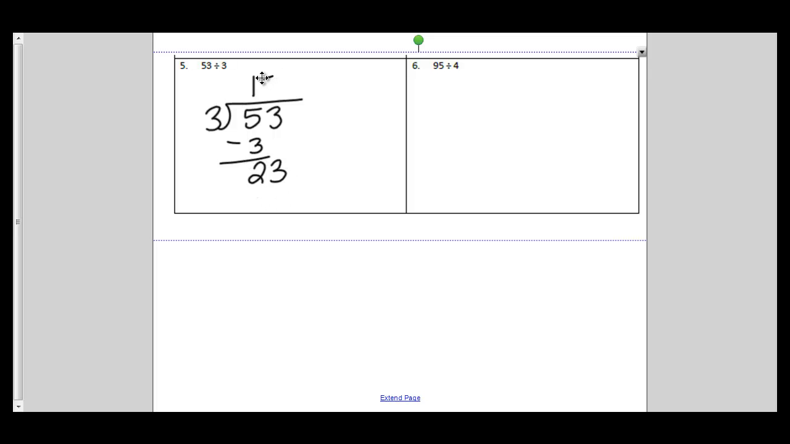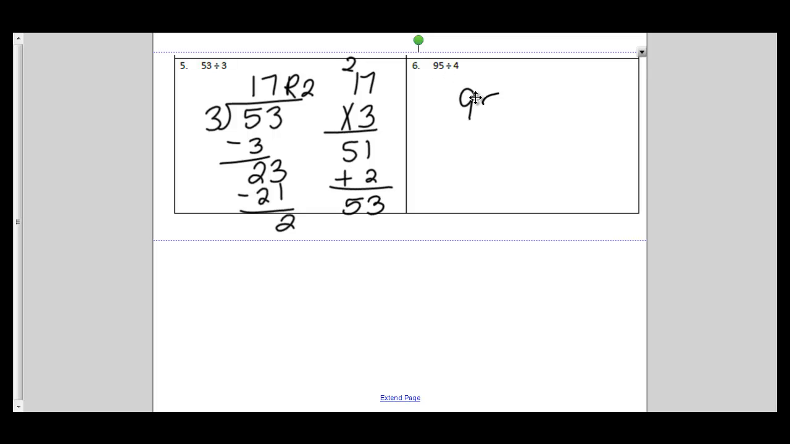23 divided by 3 is 7, because 7 times 3 is 21, and that's as close as I can get without going over. That leaves me with a remainder of 2. So 17 times 3, I'm going to check, is going to give me 21. It's going to give me 51. I'm going to add my remainder. I have 53. So let's try the last one on this page on the front.